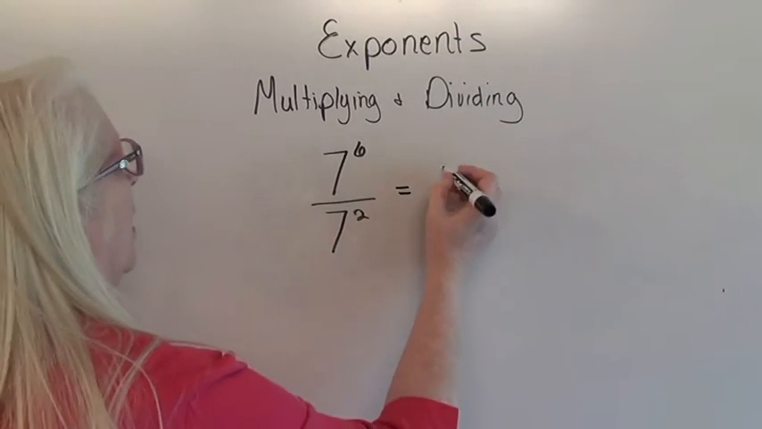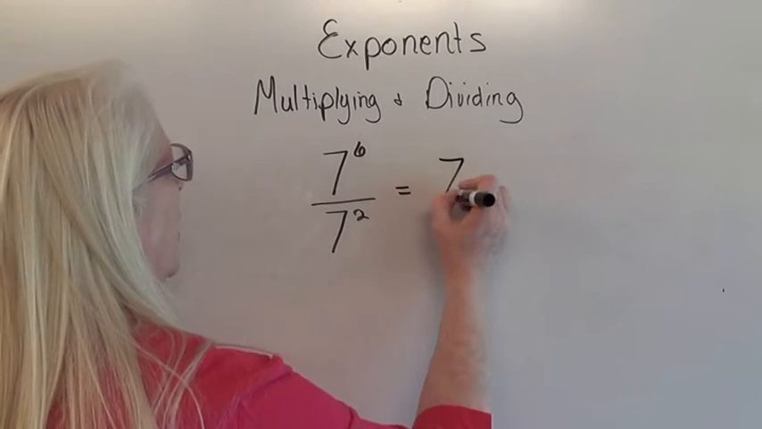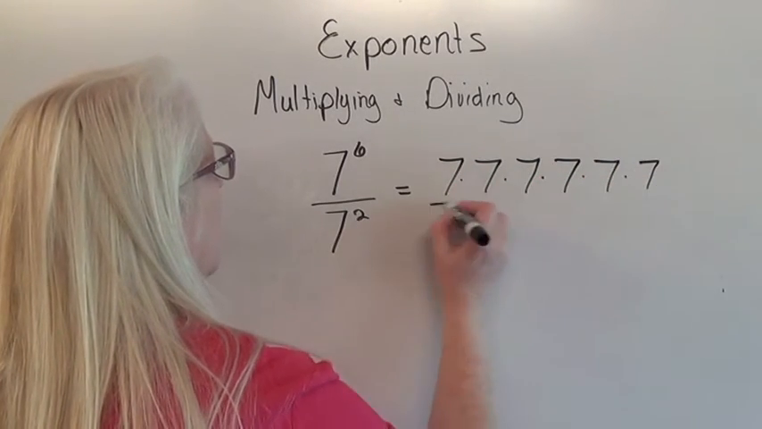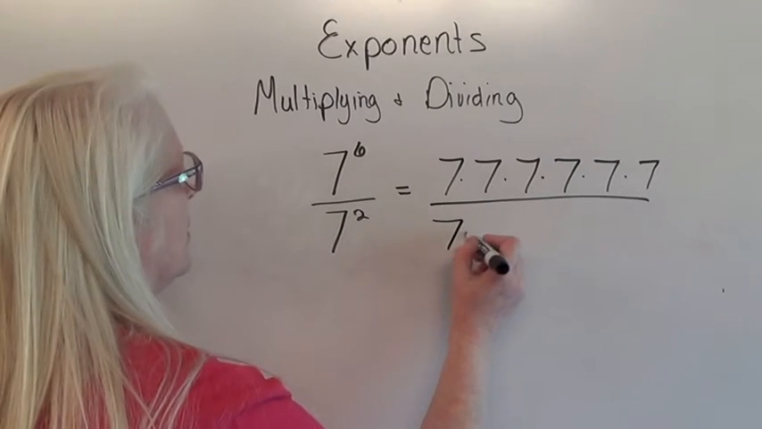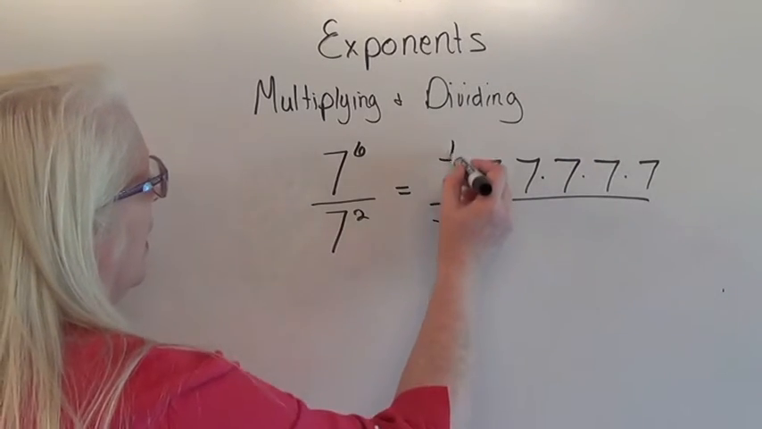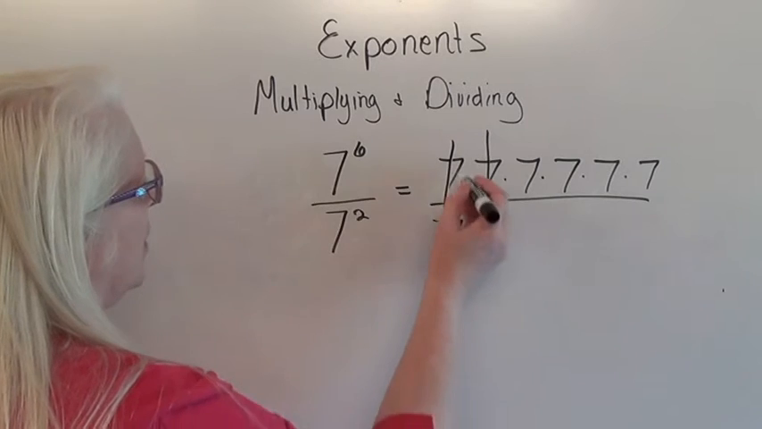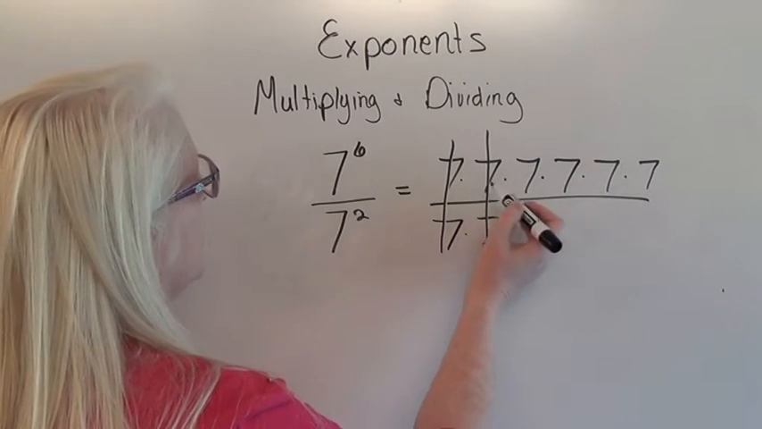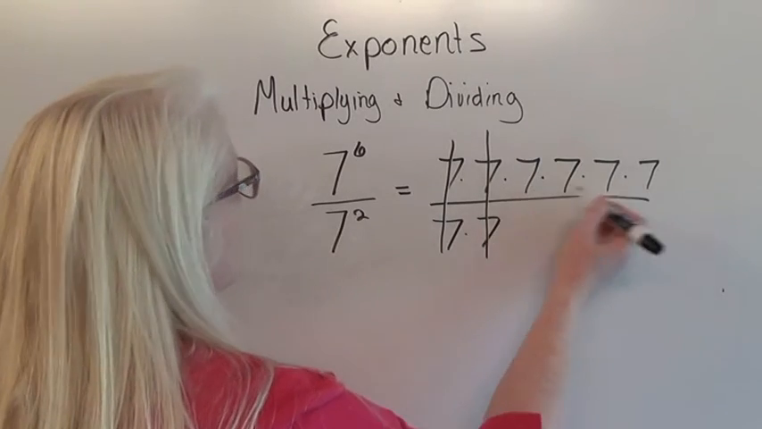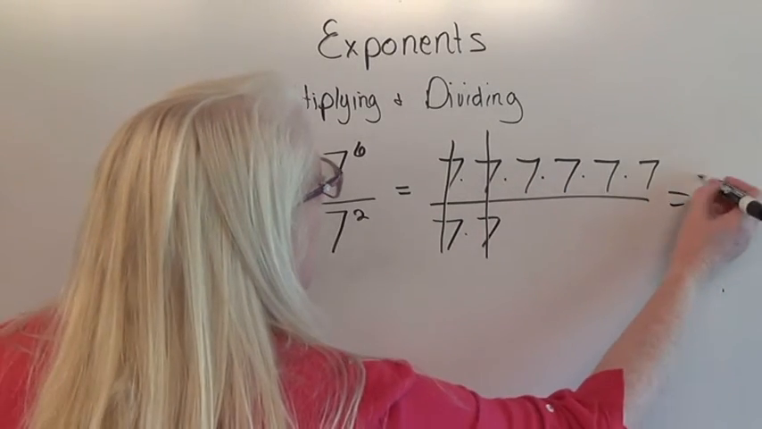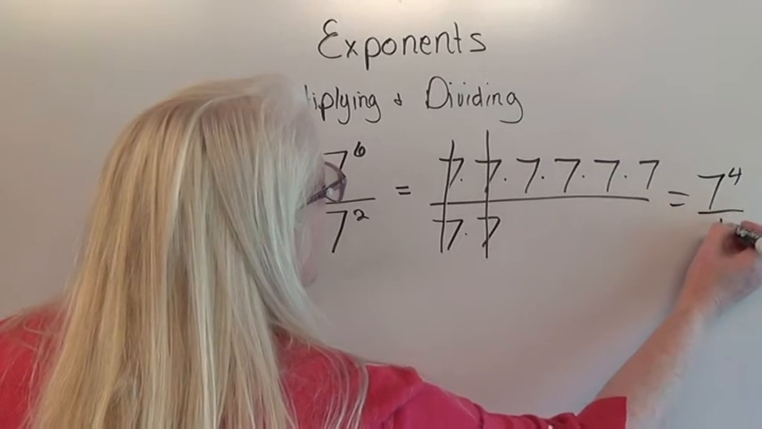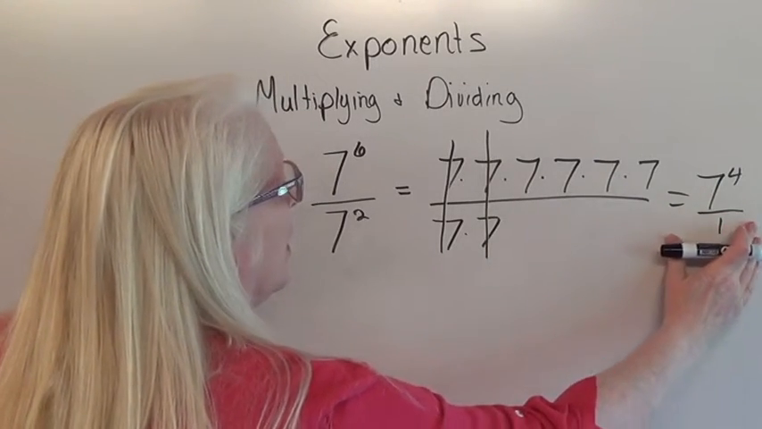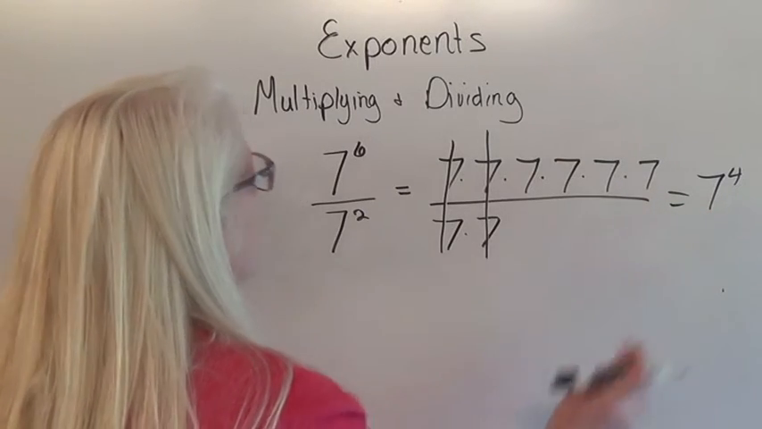So on top I have 6 sevens, 1, 2, 3, 4, 5, 6. And on bottom I have 2 sevens, 1, 2. And these cancel out. 7 over 7 is 1, and 7 over 7 is 1. And so 1 times 1 times the 4 sevens would just be 7 to the fourth power. And that would be over 1 because there's a 1 on the bottom. And to write this a little bit better, I'm just going to erase that 1.